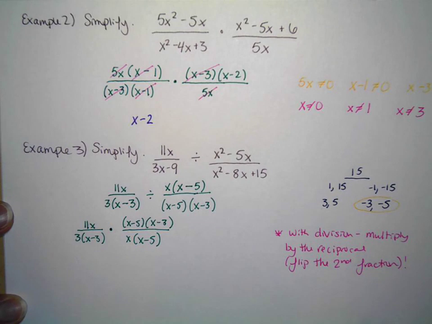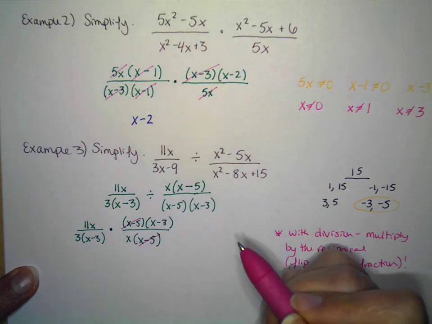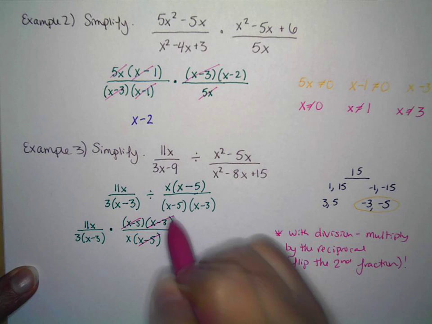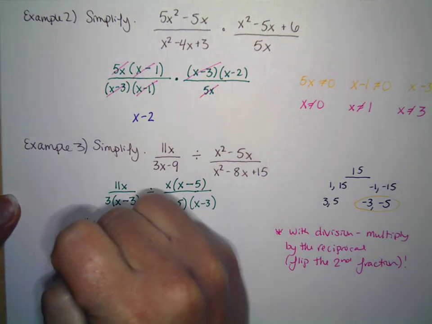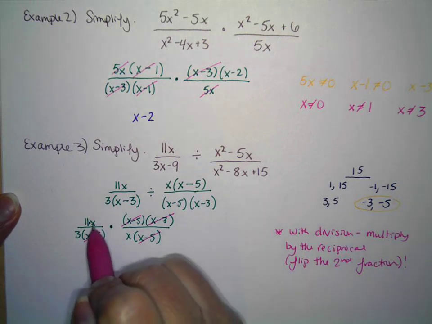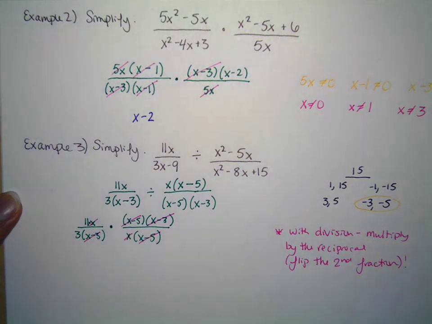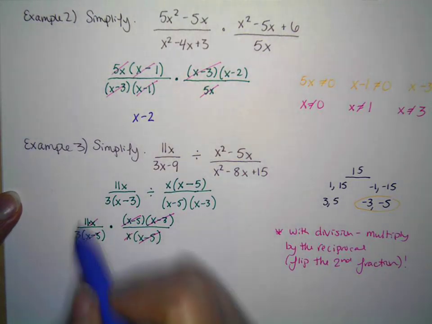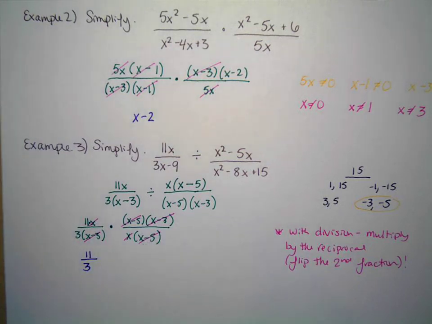And now let's see what factors can be canceled out. We have an x minus 5 here and an x minus 5 here. We have an x minus 3 here and an x minus 3 here. And if it helps you, again, you can write 11x as 11 times x. So I do have a factor of x in the numerator and a factor of x in the denominator. So those actually cancel out as well. So we are left with 11 in our numerator and 3 in our denominator. Our answer is 11 thirds.